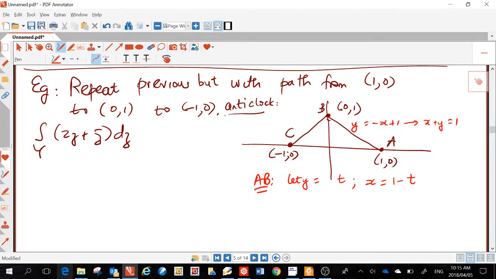So now we need to work out what is the limit on t. What can we say about t? So the game starts here at (1, 0). What's the value of t at (1, 0)? When x is 1, what is t? When y is 0, t is 0. So at (1, 0), it starts off with t being 0.